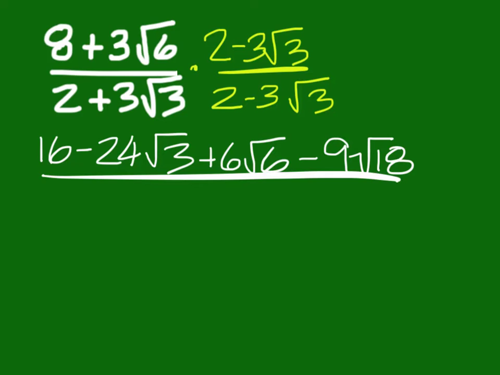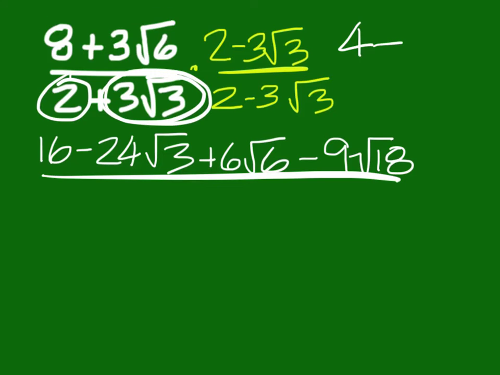On the bottom, 2 squared is 4. We have to square this. Subtract the square of this. That would be 9 times 3, which is a 27. Gives you a negative 23.